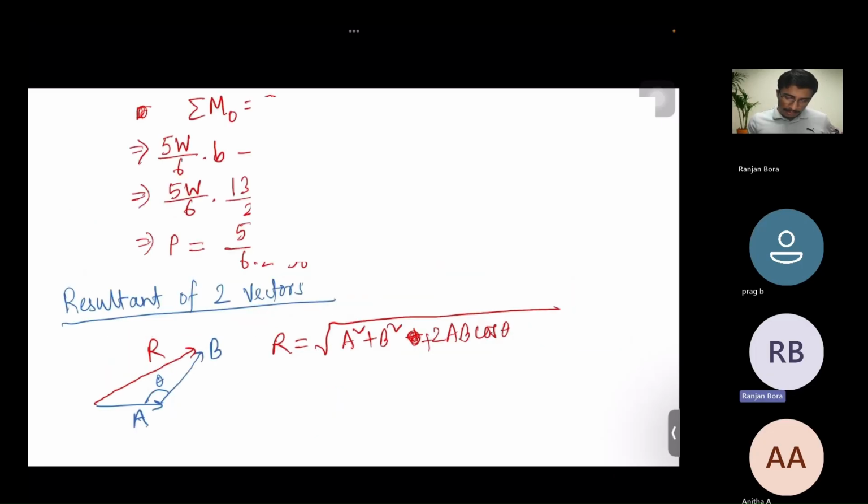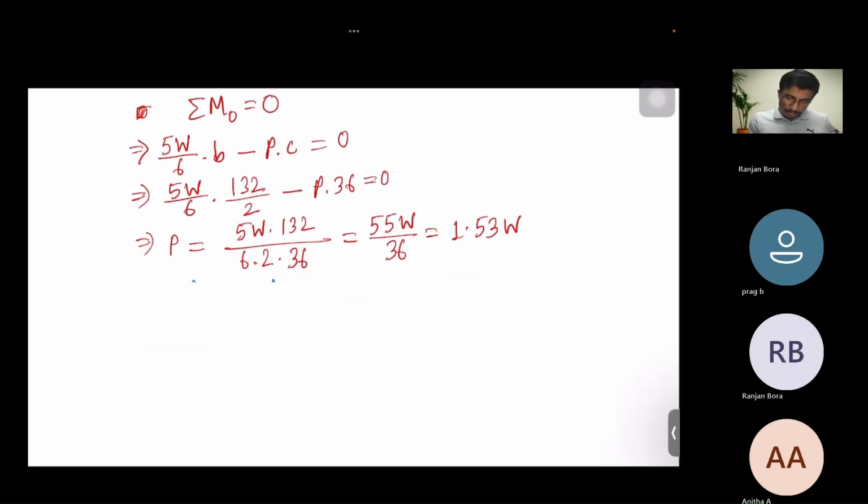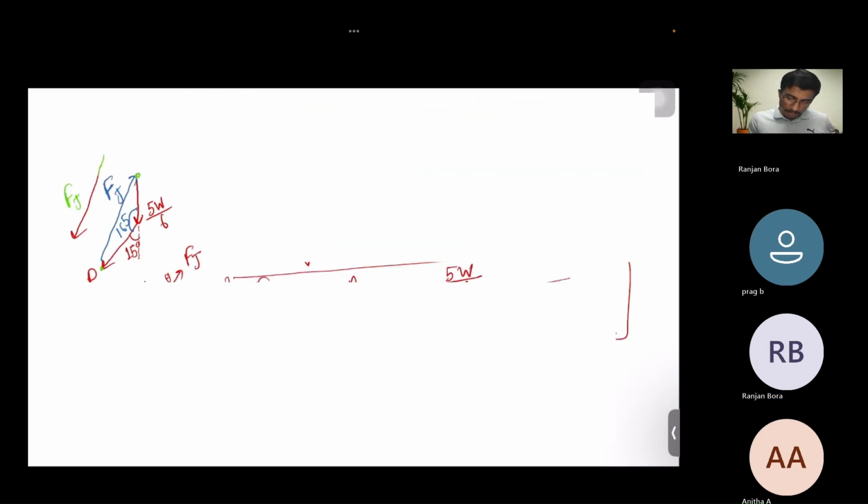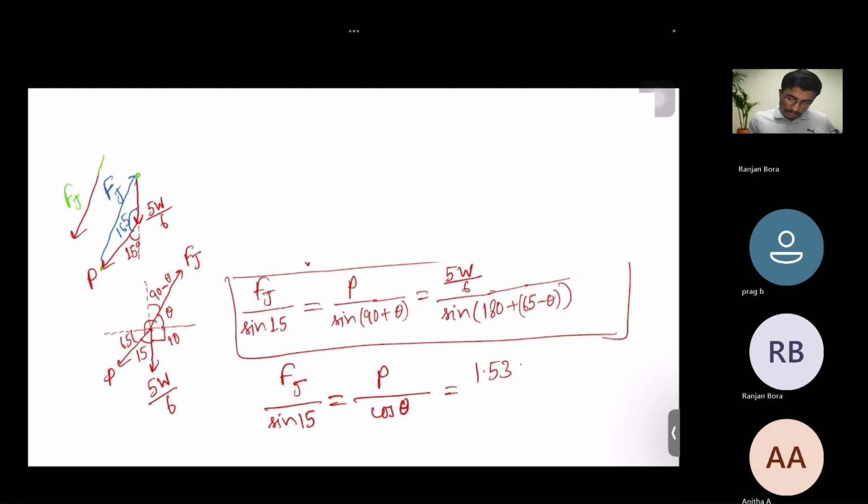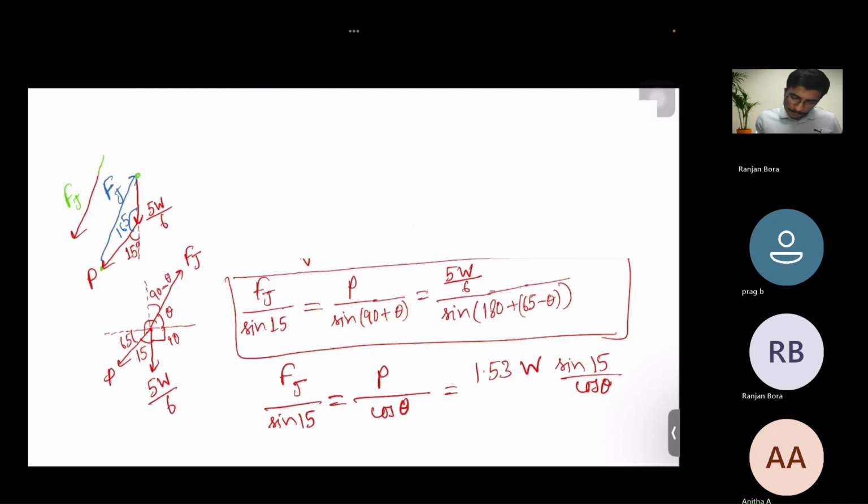And what was P? P is 1.53 W. It is 3W sine 15 divided by cos theta. And using the second relation, P by cos theta equal to 5W by 6, sine 180 plus 65 minus theta.